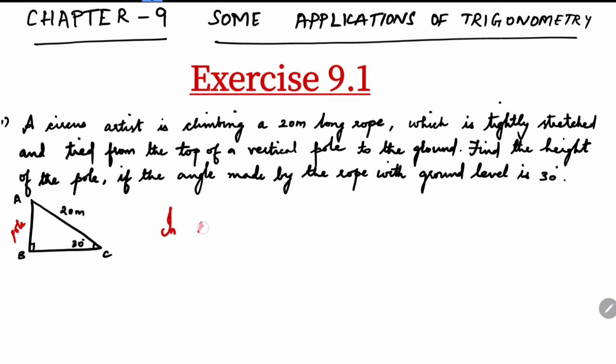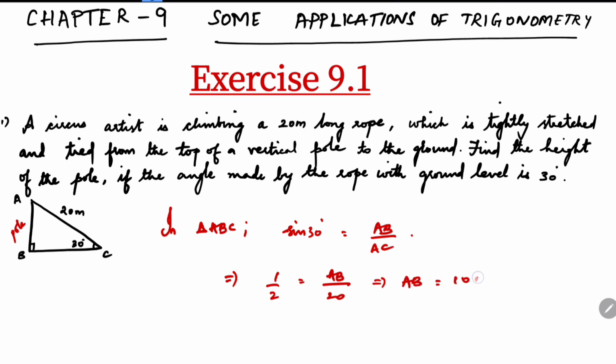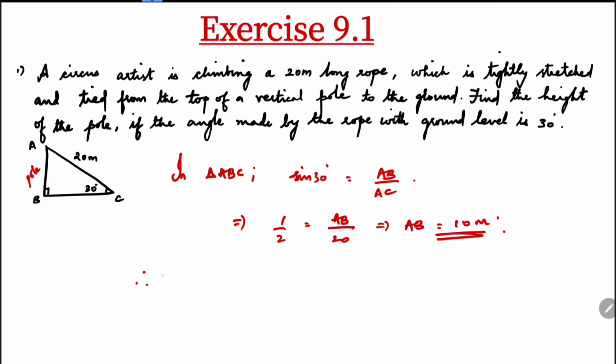So let us write, in triangle ABC, sin 30 is equal to AB by AC, which is 1 by 2 is equal to AB by 20, which gives us AB as 10. So the height of the pole is 10 meters. Therefore AB, the height of the pole, is 10 meters.